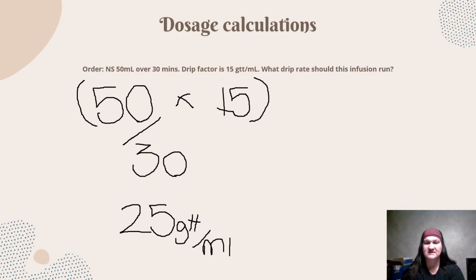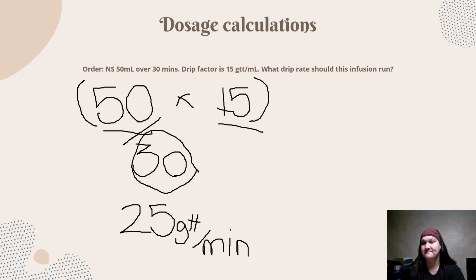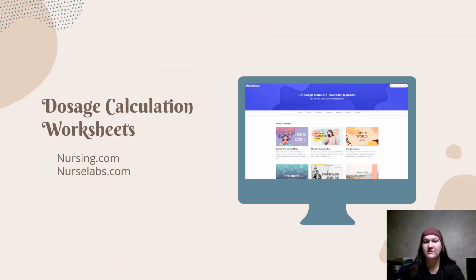I hope this kind of makes sense how I simplify it. You literally cross multiply your amount times your drops, and then you divide it by your minutes, and then you get your answer. Okay? I think I've got one more. Never mind, I don't have one more.